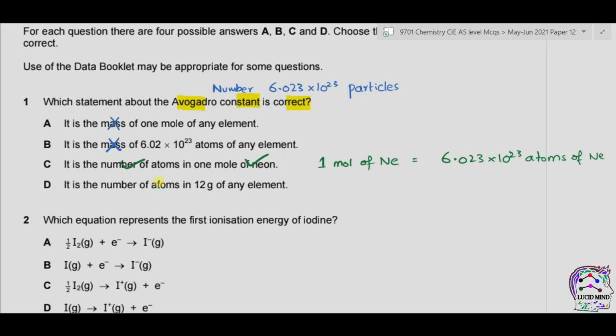Part D. It is the number of atoms in 12 grams of any element. Now this is not correct because every element has different molecular mass, so therefore the number of moles will be different. This statement can only be true for carbon because the atomic mass of carbon is 12 and number of moles in 12 grams of carbon will be 12 divided by 12 equals 1 mole. And it would be equal to 6 exponential 23 atoms of carbon. So this is only true for carbon, not for other elements. Correct answer is therefore C.